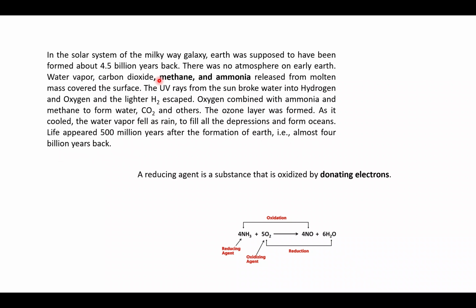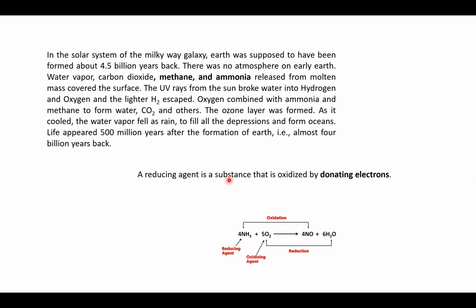So here the important part is that the atmosphere of Earth was methane and ammonia. Methane and ammonia both are reducing agents, or they are reducing in nature. So the atmosphere of the Earth was reducing in nature. I hope I'm just brushing up what a reducing agent is.